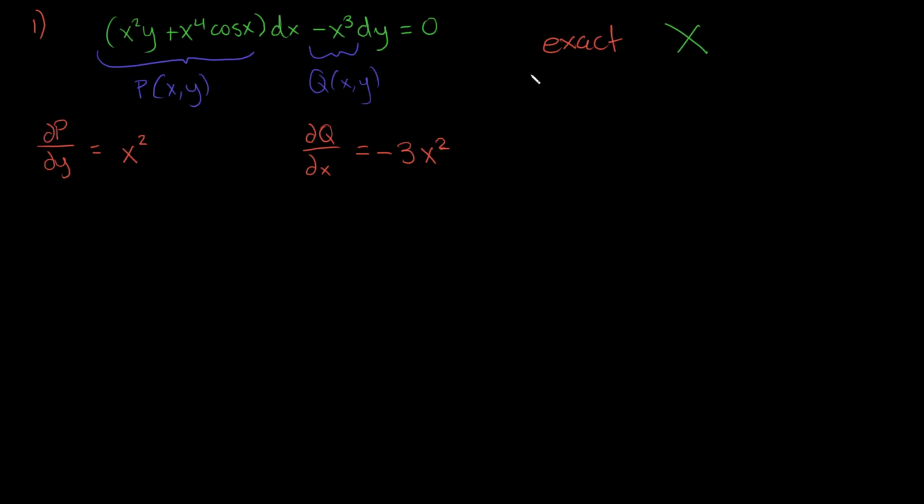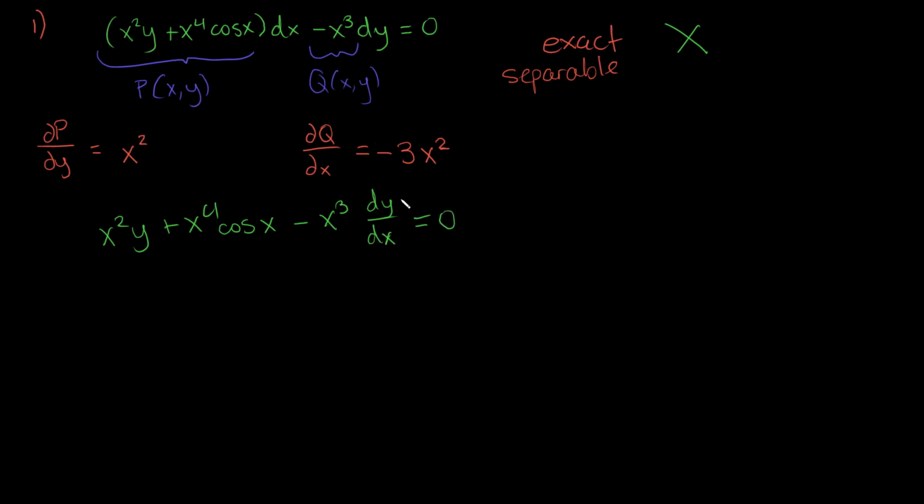Okay, let's think about what we might want to test next. Maybe we want to test if it is separable. Could it be a separable differential equation? Well, to test for separability, we would have to move everything to the other side, so we have a derivative equal to some stuff. So let's check it out. Let's see if it is separable. So let's divide by dx so that we have x squared y plus x to the fourth cosine of x minus x cubed dy dx equals 0.